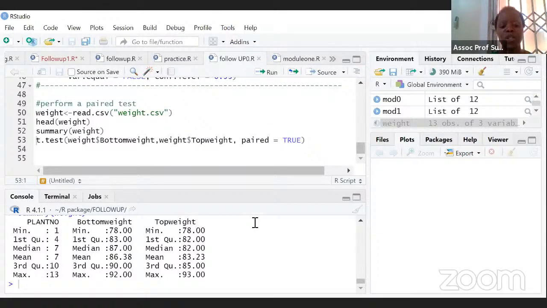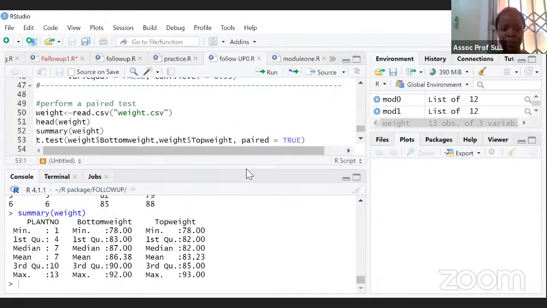If you look at the bottom in the console, we see that we've gotten a summary of our data. You can present this in your project. Make sure that you have only one column of the statistics you've calculated, for bottom and top. So you don't need all these things in between. You can eliminate this and make sure you have the minimum, and look at the bottom weight. The minimum weight is 78 for both bottom and top.